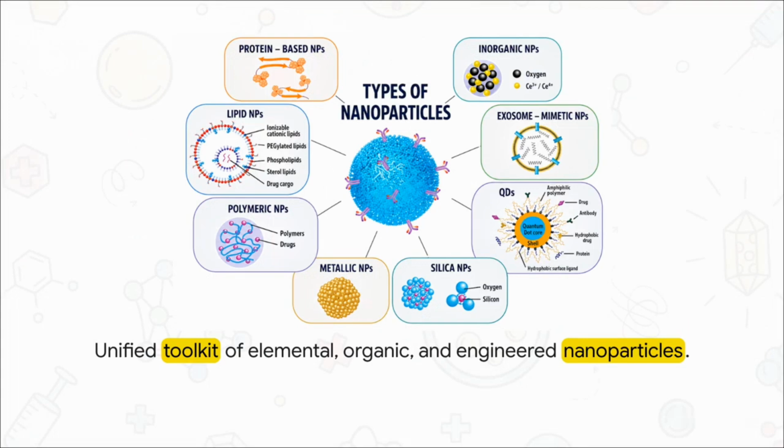Finally, Section 5, the tiny toolkit's potential. Let's zoom back out and look at the infographic as a whole one last time. And this brilliantly illustrates the true power of nanotechnology. We aren't just looking at one single solution here. We're looking at a unified toolkit. You have your elemental clumps like the metallic and silica particles, organic actors like the proteins, and highly engineered multi-layer delivery systems like the liposomes and quantum dots. Each of these 8 distinct families offers completely different physical and chemical properties for scientists and researchers to play with.